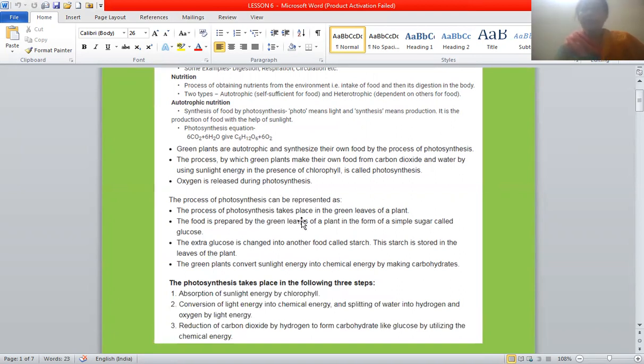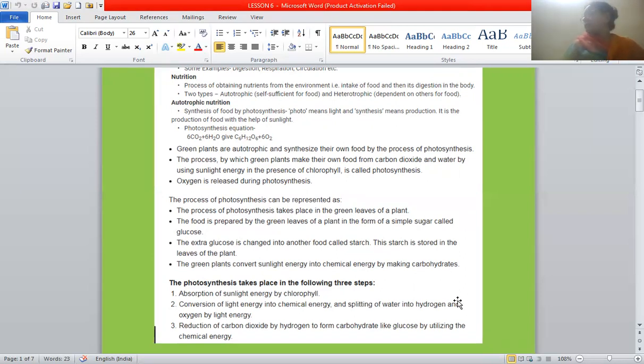The process of photosynthesis takes place in the green leaves of a plant. So we know all green plants are capable of photosynthesis. The food is prepared by green leaves in the form of simple sugar called glucose. The extra glucose is changed into another food known as starch. The starch is stored in the leaves of the plant. The green plant converts solar energy or sunlight into chemical energy by making carbohydrates.